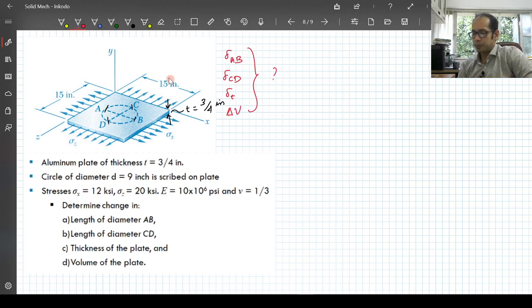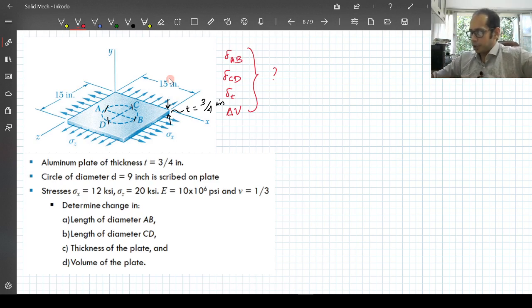Now as you can probably guess, since we are given the stresses and the Young's modulus, we are first going to have to calculate the strain. The deformations, the deltas, are directly related to the strains that we have. For example, if your original length of AB was 9 inches, you're just trying to find the delta, right? So your epsilon x along the x direction is going to be delta AB divided by the original length of AB, and so on.